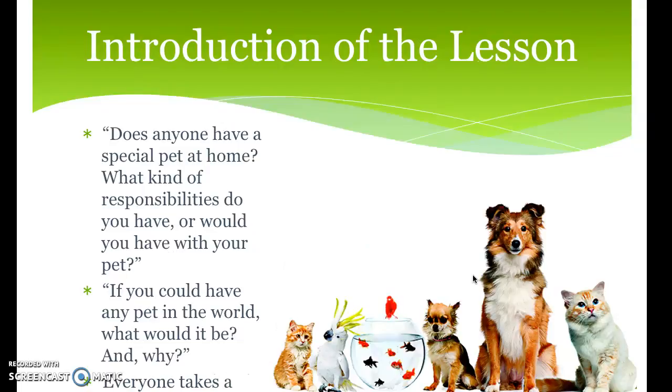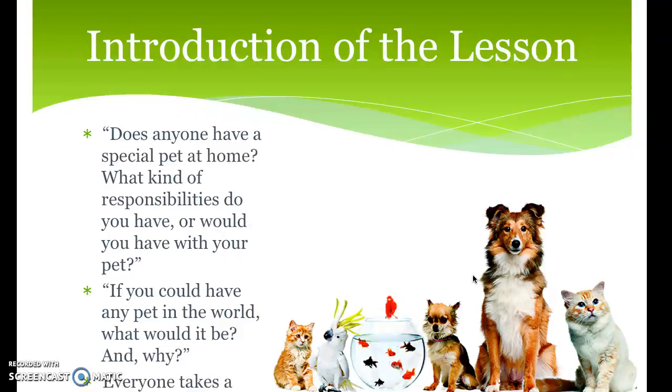So to introduce the lesson to my students, I'm going to ask an open question, like, does anybody have a special pet at home? What kind of responsibilities do you have, or would you have, with your pet? Also, if you could have any pet in the world, what would it be, and why? I like these questions because they're open-ended, they're not yes and no, so it gets the students' thinking skills going right away, right from the get-go, and they get to make a connection to the story that we're going to read because it's going to be about pets.